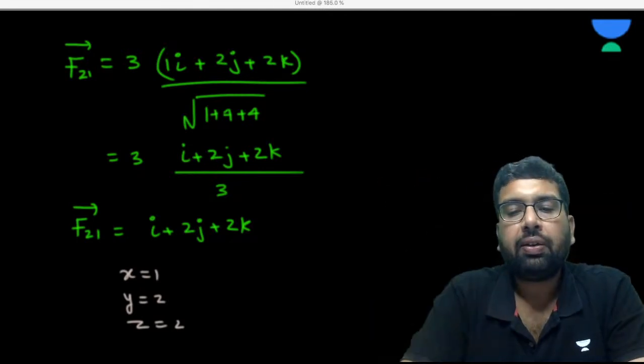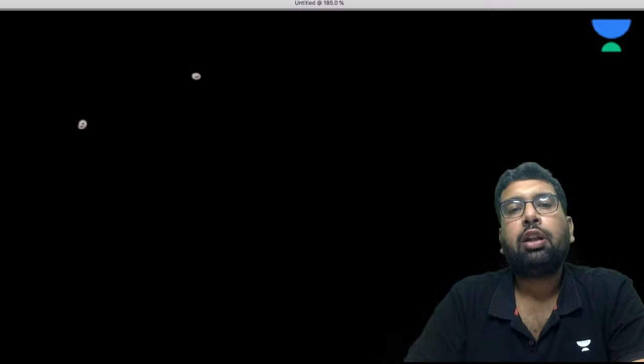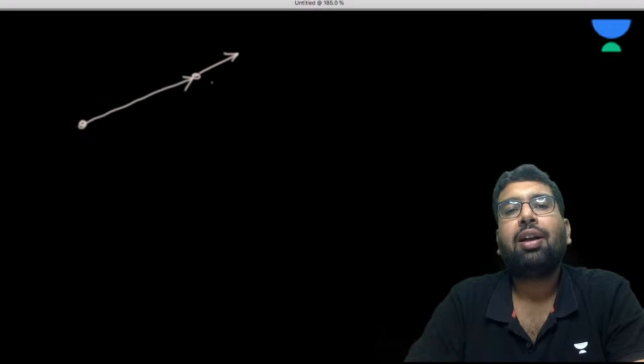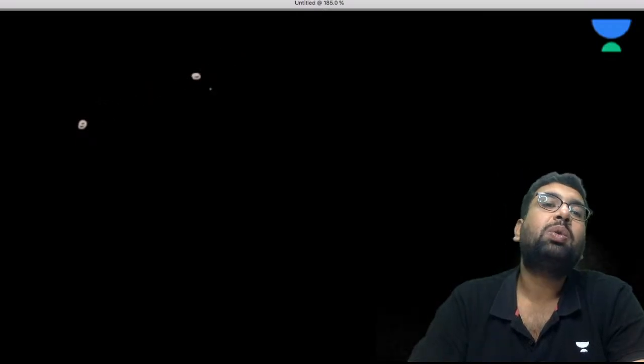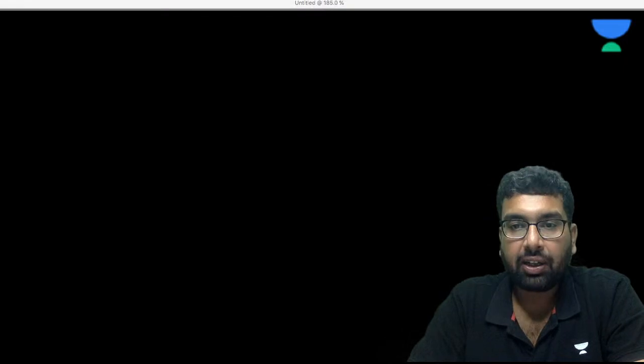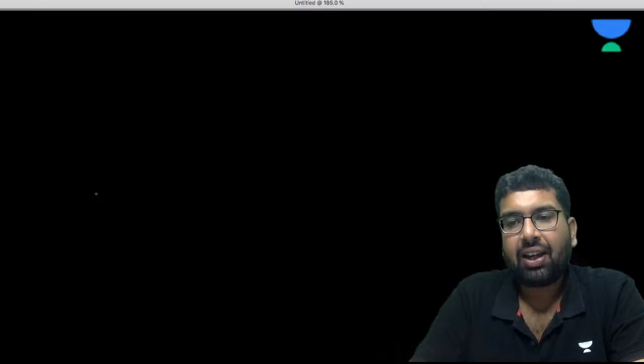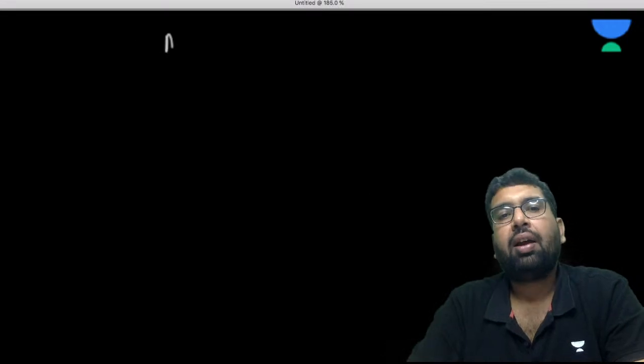Two charges are there. Let's say one is here, one is here. Now, this is the direction of force. So this is also the direction of displacement vector. So this is how you can use it to get the displacement vector even in your 12th physics, right? Okay, now let's try.